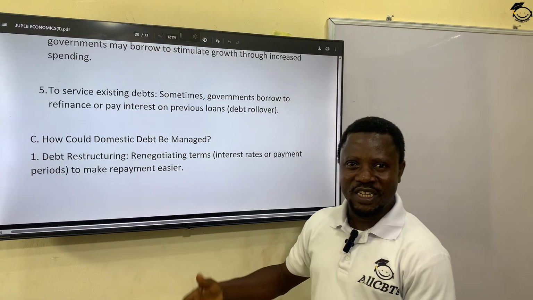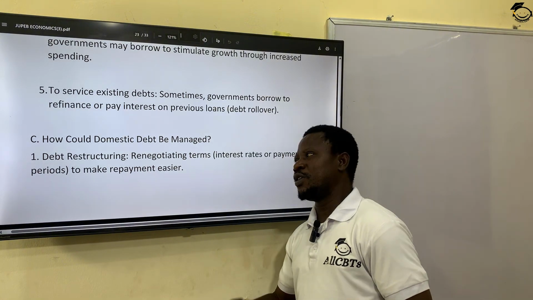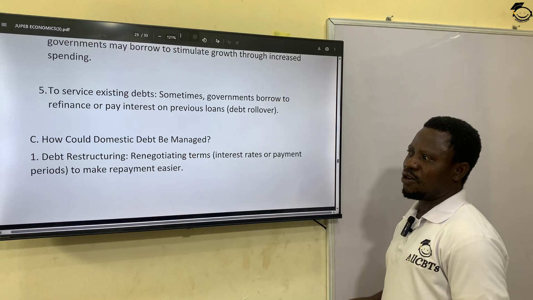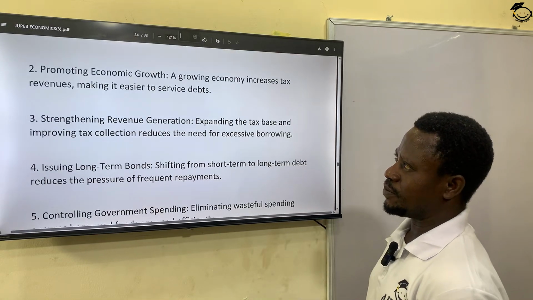The reason is to make it easier for them to pay, while they are attending to immediate needs and other needs of the people, then they can also continue paying the debt. And what other ways can government manage internal debt?